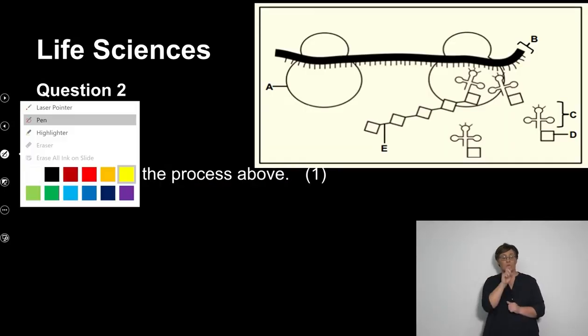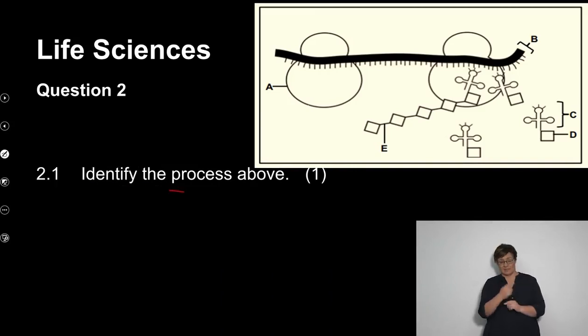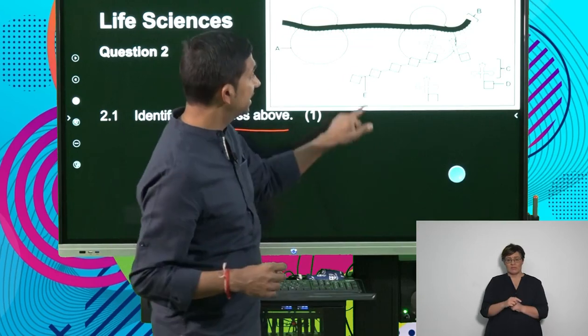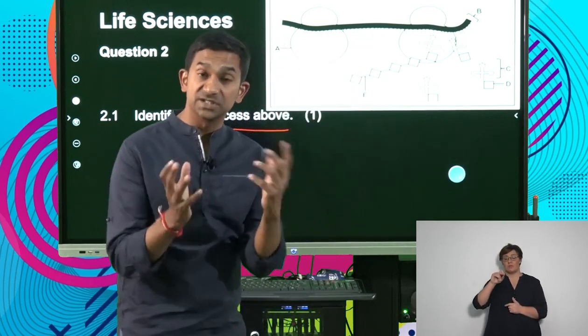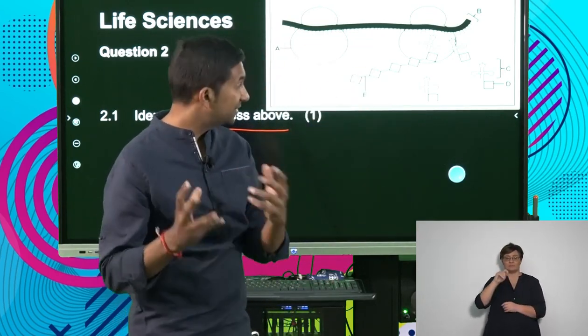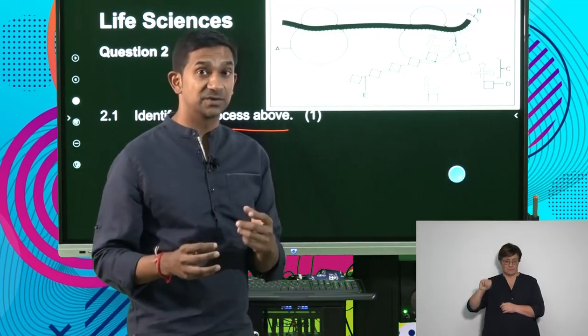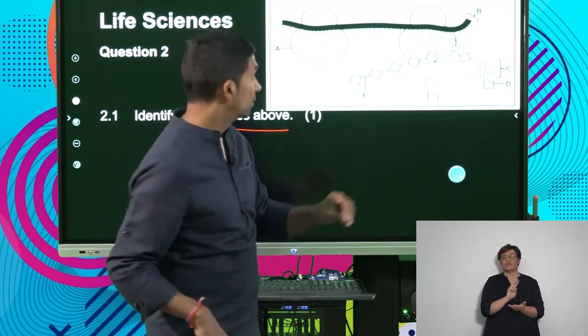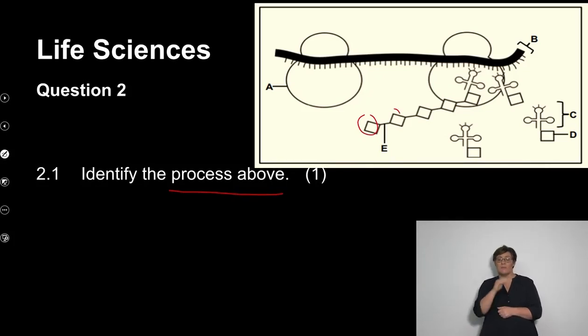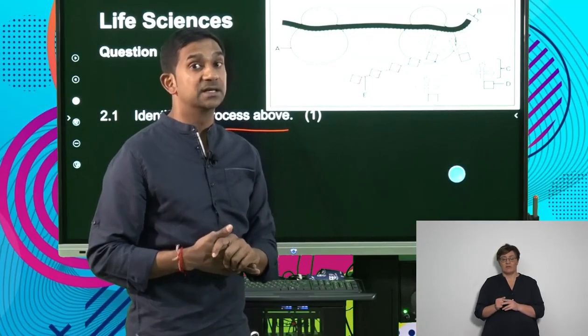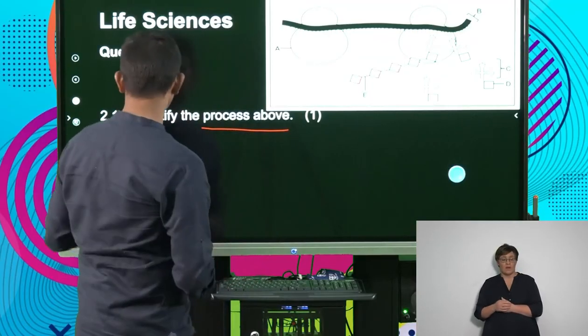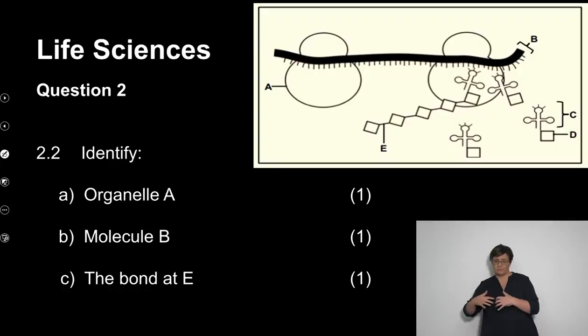The question is, identify the process above. If we look at the process above, as I mentioned, this process is certainly happening at the ribosomes outside in the cytoplasm. So that process refers to translation, where we see a chain of amino acids being produced, and that is a key part of the final product of translation, where we find the amino acid sequence put together.